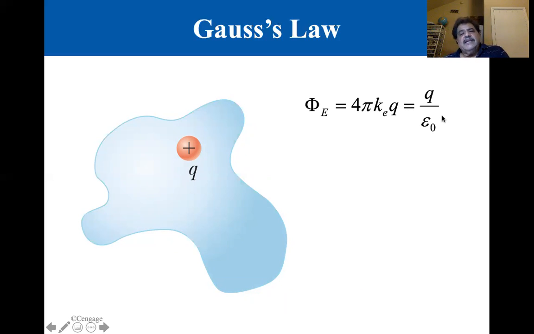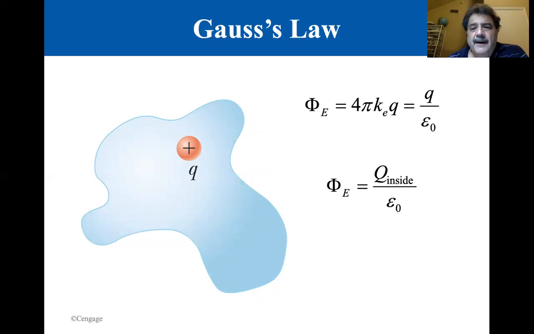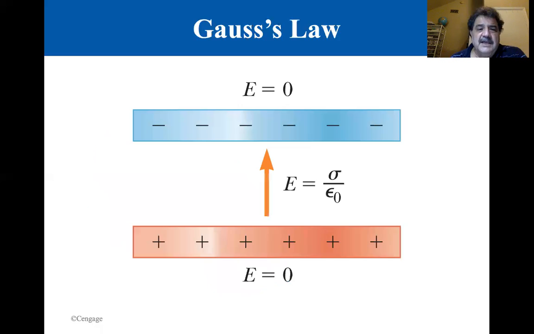Now, this is a great achievement. It tells us that the electric flux through any Gaussian surface, and we can make that surface anything that we need, is equal to the Q inside the surface divided by epsilon 0. And that's what it comes down to. The electric flux is equal to Q inside divided by epsilon zero.